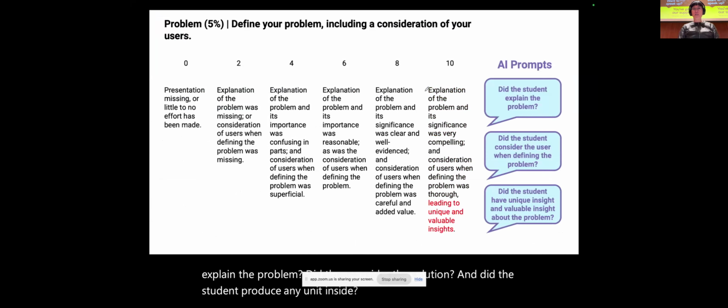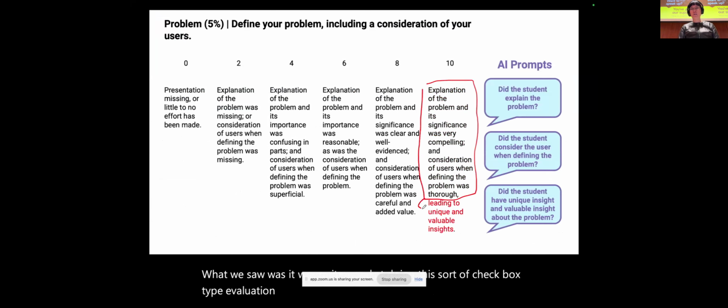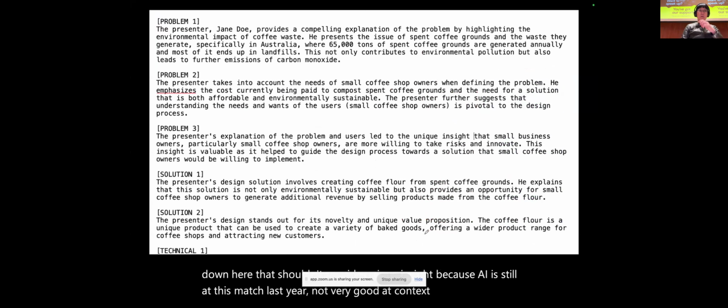What we saw was it was quite good at doing this sort of checkbox type evaluation. It struggled a little bit more with the one down here. Did the student provide unique insight? Because AI is still at this stage last year not very good at context-specific evaluation. But nonetheless, it was able to evaluate and it was able to write feedback for the student. So this is the feedback it gives to the student based on the various assessment criteria.